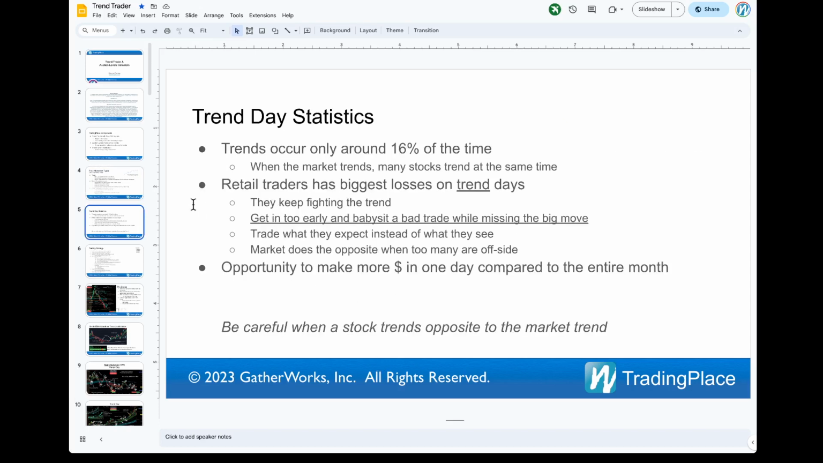Trend day statistics: it's 16% of the time. It happens enough that you can make a ton of money. We had a great trend in the afternoon today, and if you waited for it patiently, if you were not fighting the trend, you could have made a lot of money. The problem is that most retail traders have their biggest losses on trend days because they keep fighting the trend.